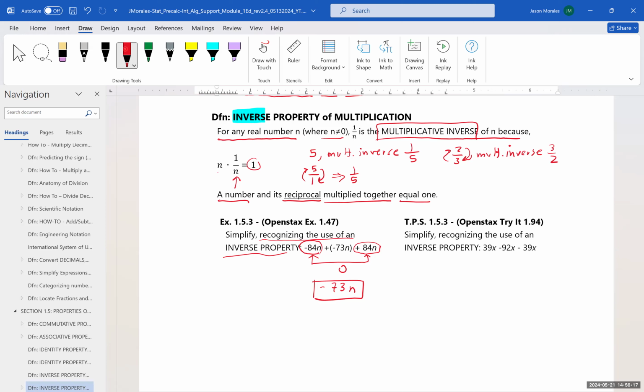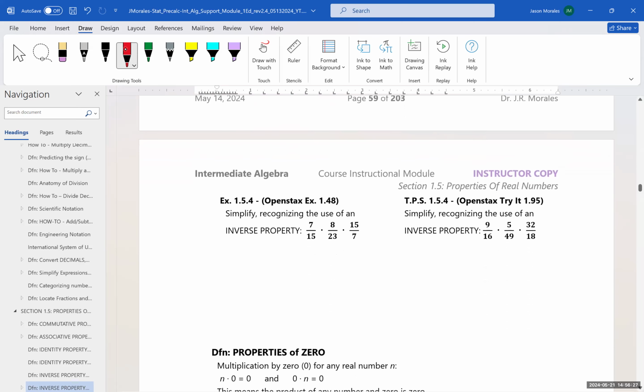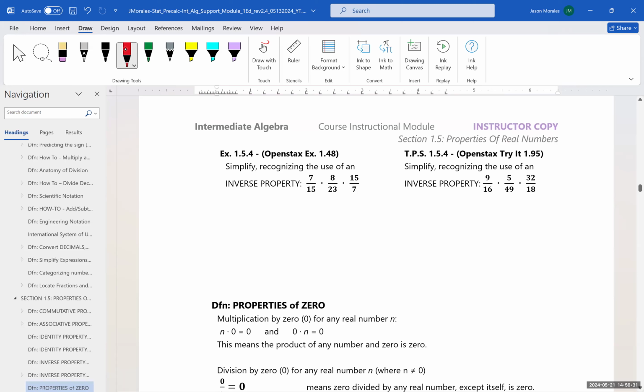So try this next one here on your own. It's going to be very similar to this one. And if you have any questions about it, let me know. Now, this next example, let's look at the inverse property. And so this is 3 fractions being multiplied together.